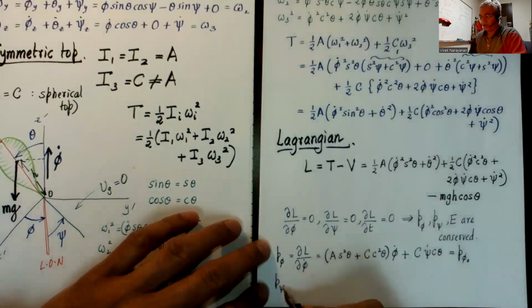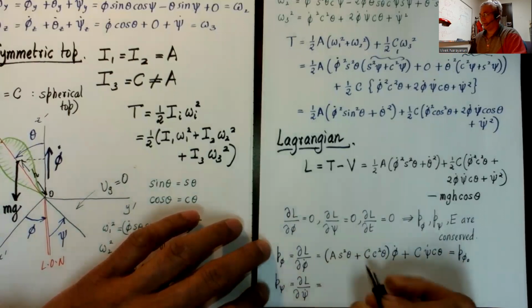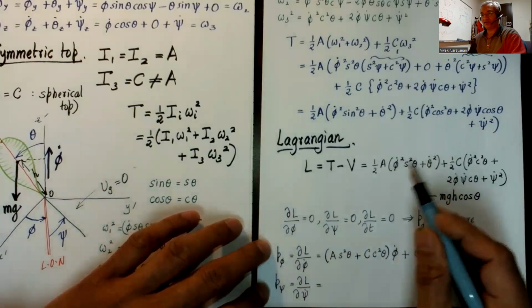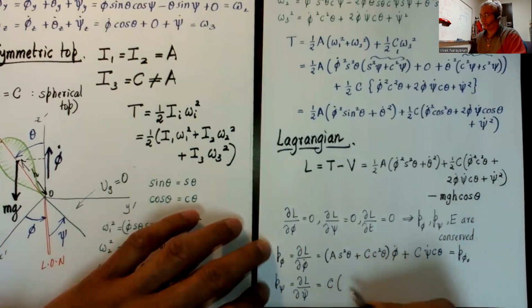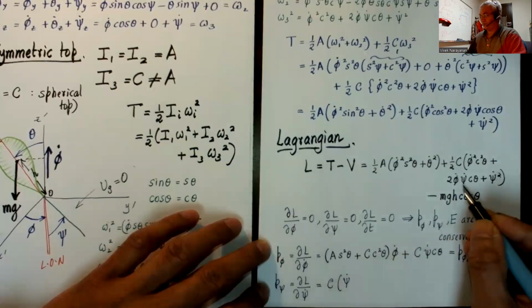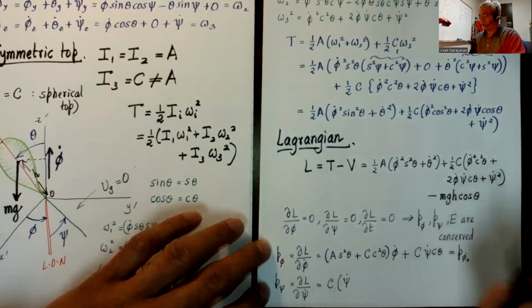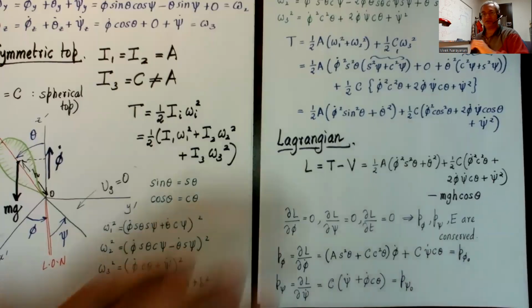Similarly, p psi is del L by del psi dot. And if you differentiate with respect to psi dot, observe that this yields us nothing. All the contributions come from here and here. So I'm going to get C times psi dot, well, I'll do this first, psi dot, and then from here I'll get phi dot cosine theta. And like above, this is also going to be constant for all time.